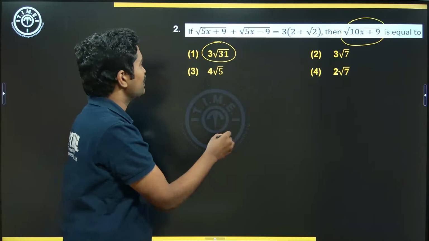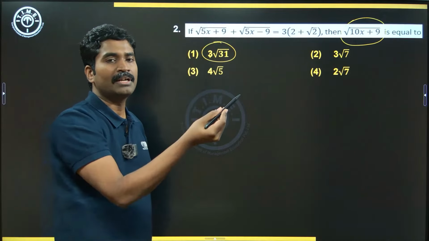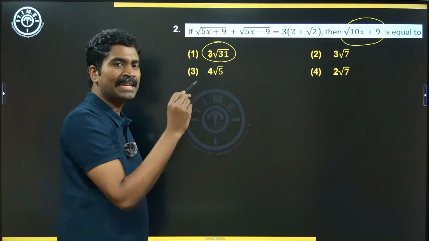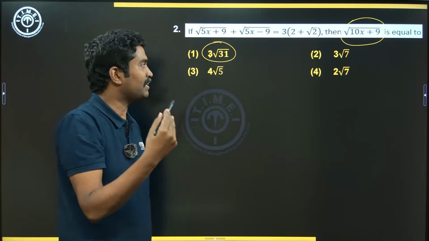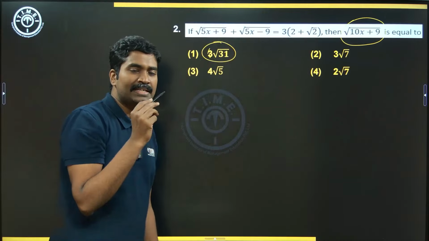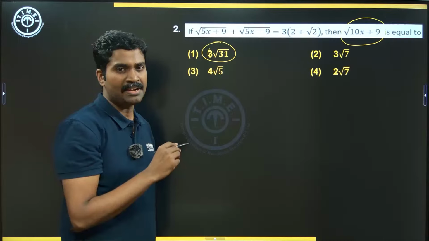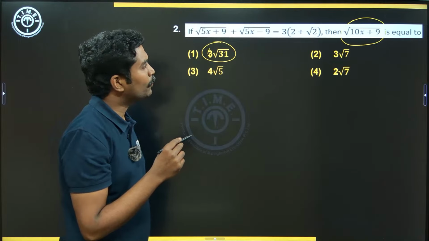So root 10x plus 9 is, this is 3. Send the 3 inside. 3 3s are 9, 9 31s are 279. So 10x plus 9 is, I'm not going to write it, I'm going to say it so that you can catch it. 10x plus 9 is, 3 goes inside, 279. 10x plus 9 is 279. 10x is 270, right? X is 27.